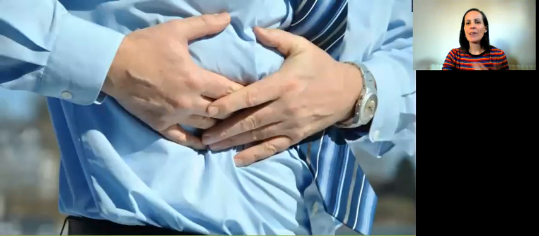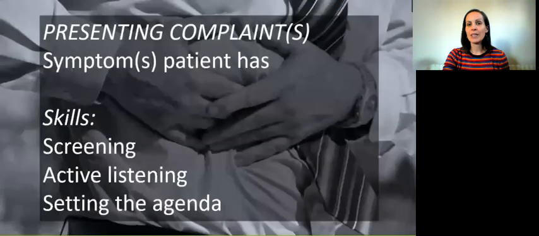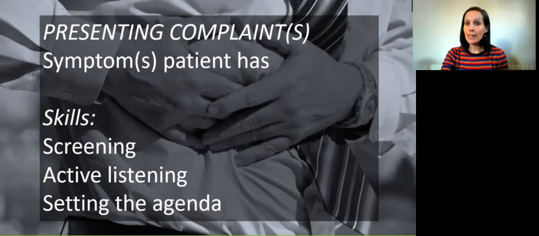So what about the presenting complaints? After beginning the consultation, we move on to find out those symptoms that the patient has. And some of the skills we can use at this time are screening and active listening that we've already talked about, and setting the agenda. So what is screening? Well, screening is checking if there are any other symptoms or problems. So to do that, you can ask, is there anything else? Or what else is there?